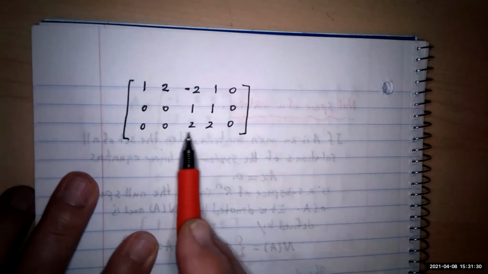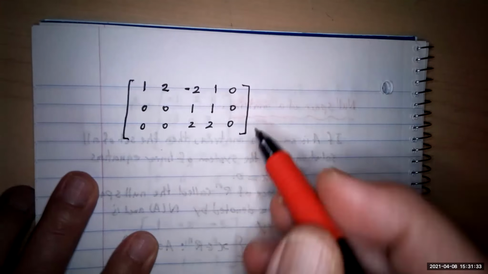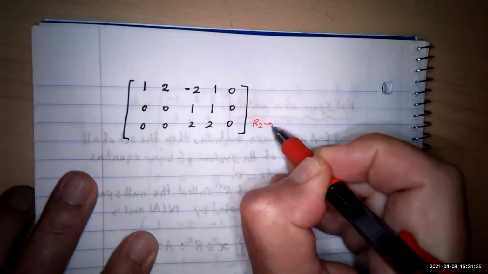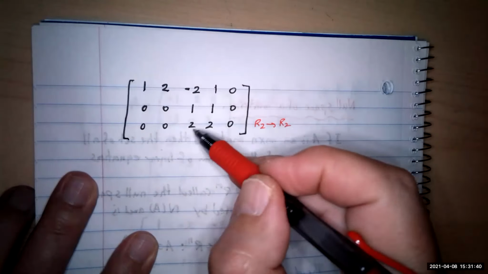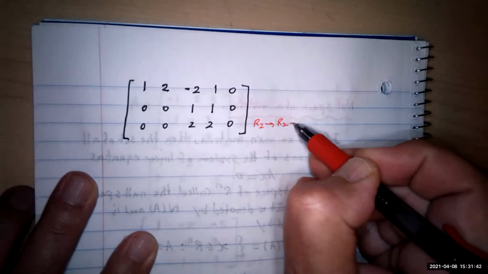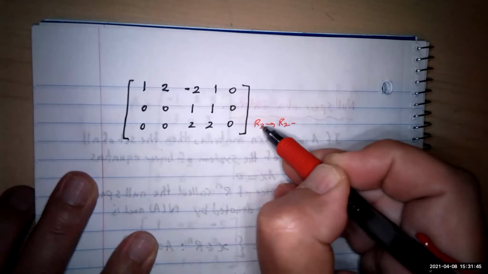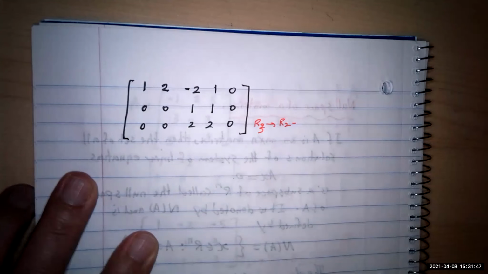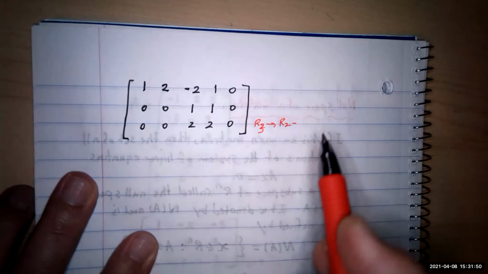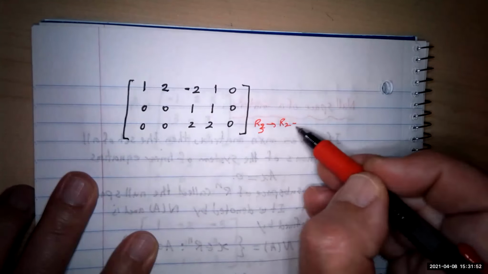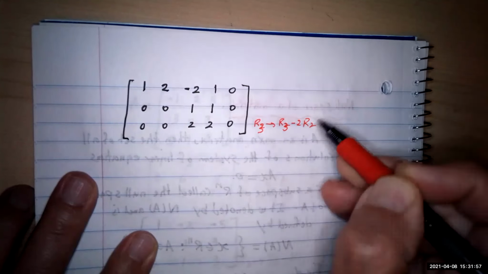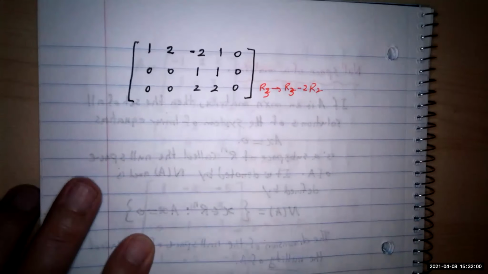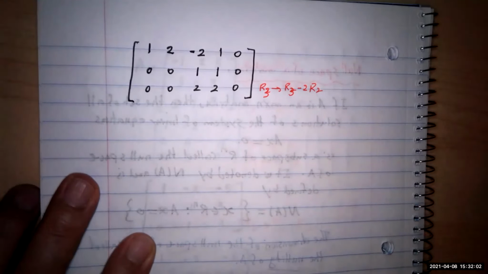So you know what to do for the next one. This would take care of it for you. So we change the R3, sorry, that's R3. We change it to the R3 minus 2R2. It's always the case you get to the dependent system. So we are going to have a row with zeros.